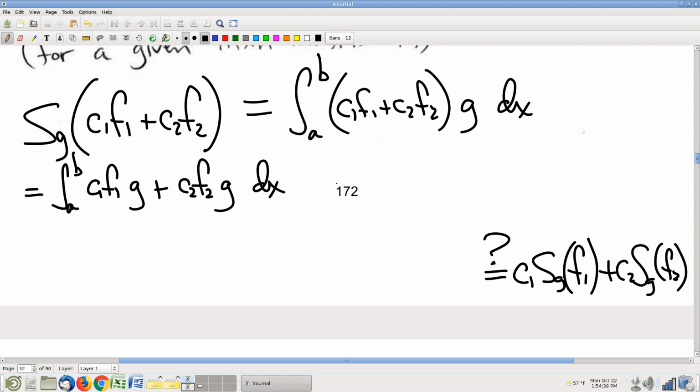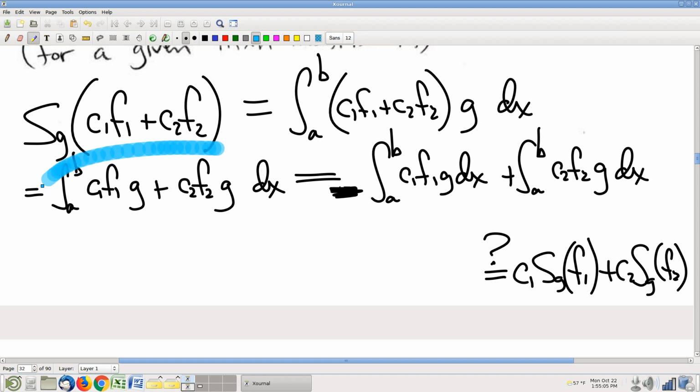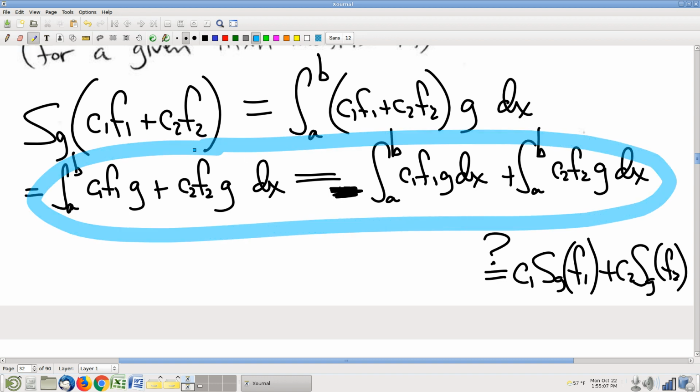Now here's a little bit of calculus. I'm going to rewrite this integral as a sum of two separate integrals. This is integral from a to b of C1 F1 G plus integral from a to b of C2 F2 G. A little bit of calculus there, right? Old theorem from way back when, that if you have an integral of a sum, that's equal to the sum of two separate integrals. Everybody remember that from way back when? Okay.